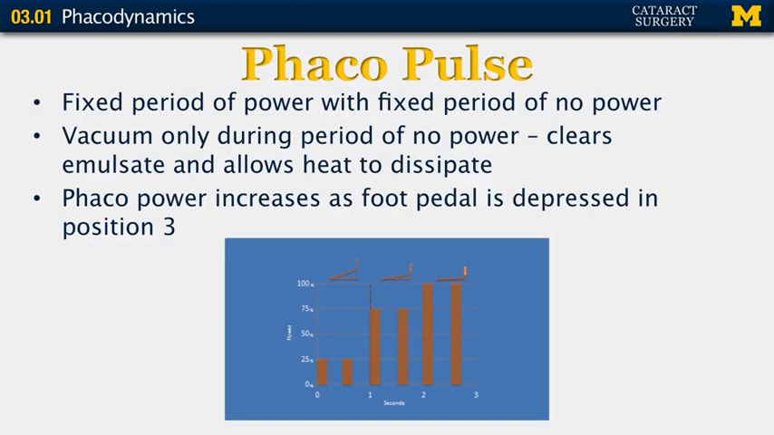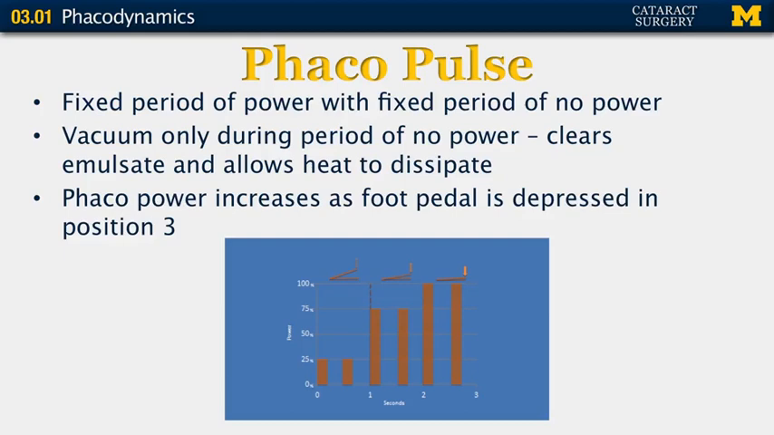The other forms of phaco modification are all going to involve a period of off power alternating with a period of phaco on power. And this is beneficial because it allows a vacuum only to be applied during the period when no phaco power is applied. This allows the emulsate of the nuclear fragments to be removed and allows heat to dissipate when there's no phaco energy being applied. So let's talk about phacopulse, which is one of these ways where phaco energy can be alternated with on and off periods.